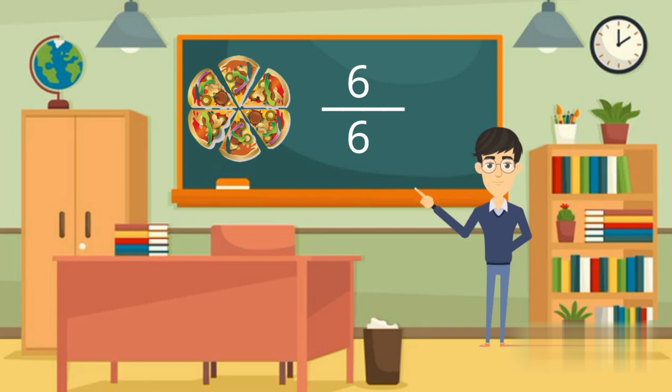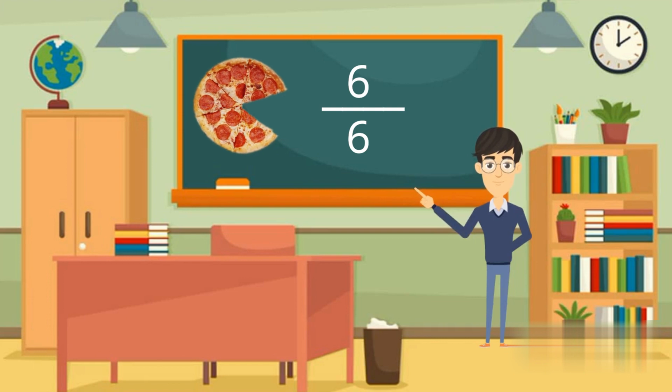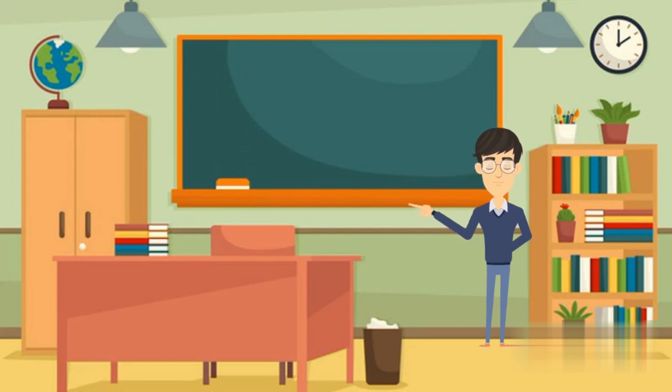What happens if someone takes a slice of pizza? The pizza is still divided into 6 parts, so the bottom number is still 6. But now we have only 5 slices, so the top number will be 5. So we have 5 over 6, or 5/6.